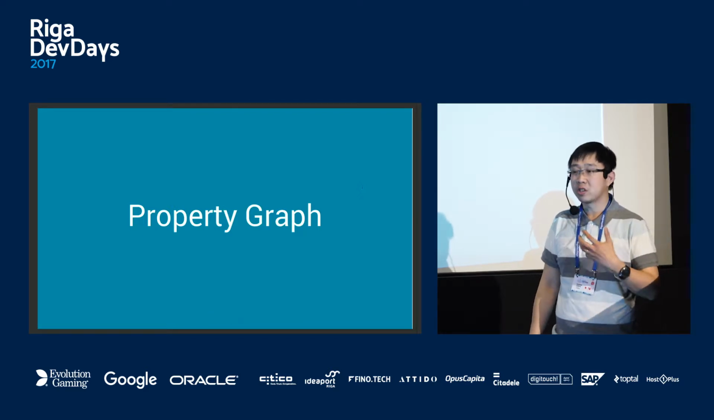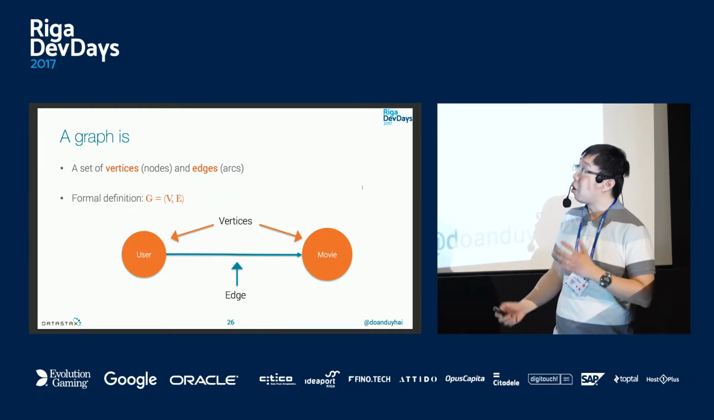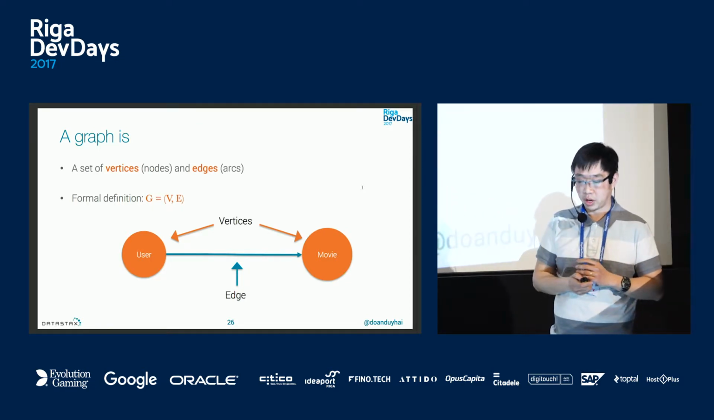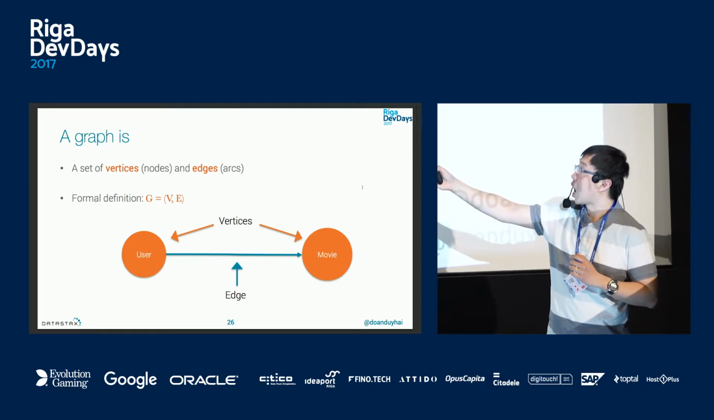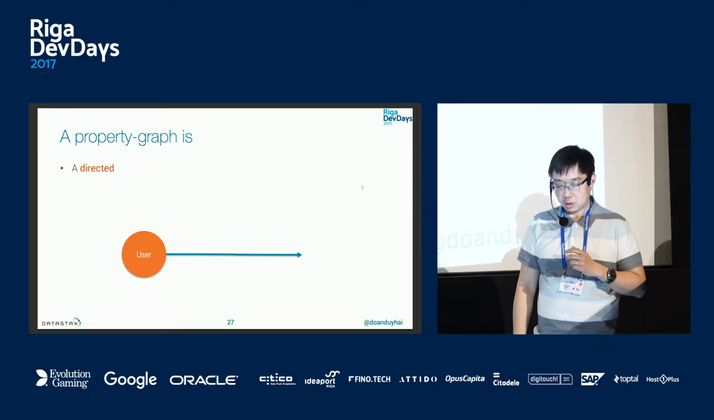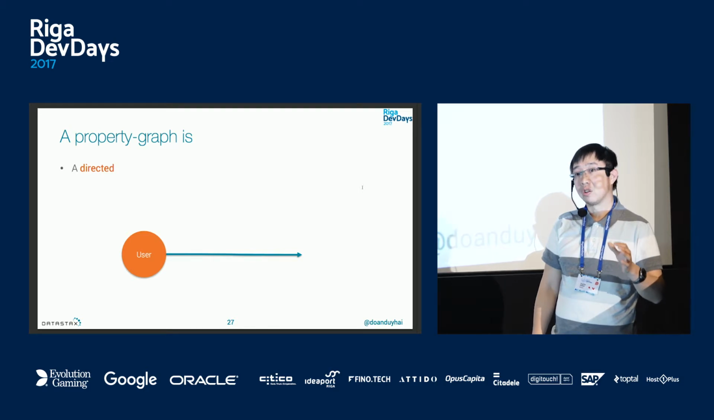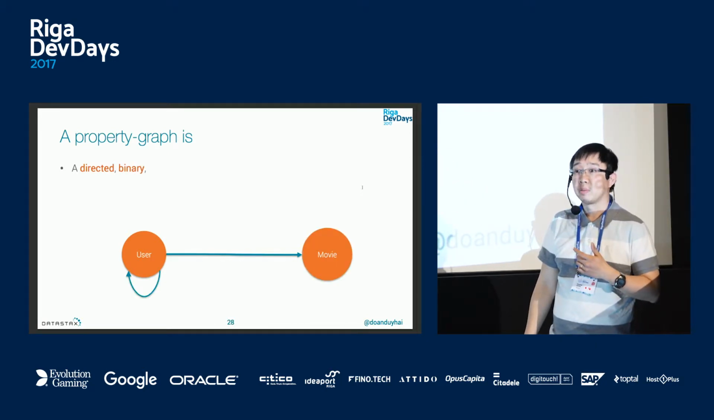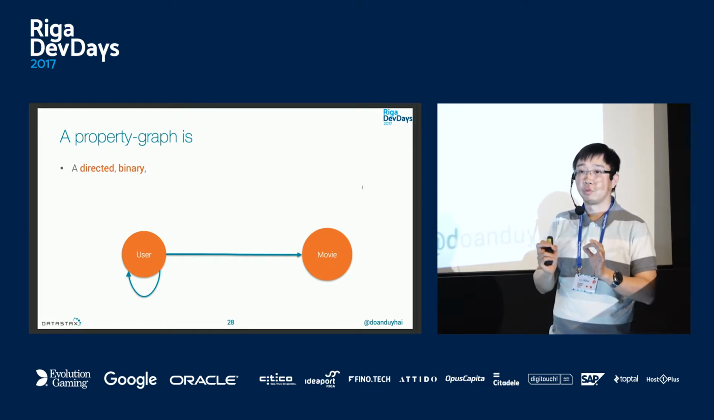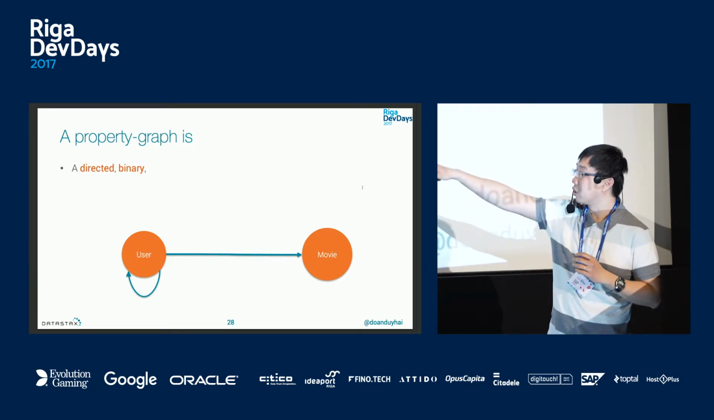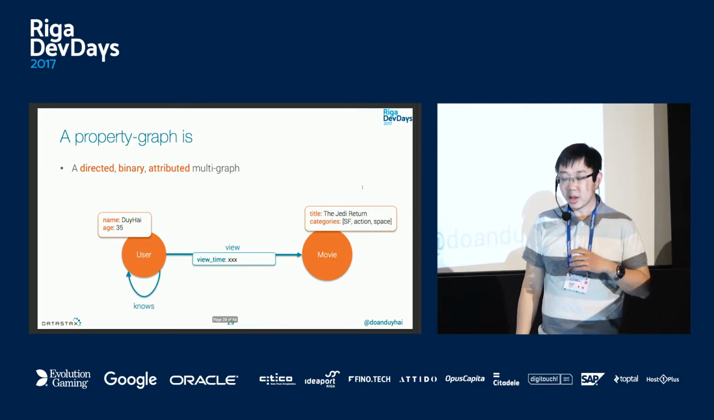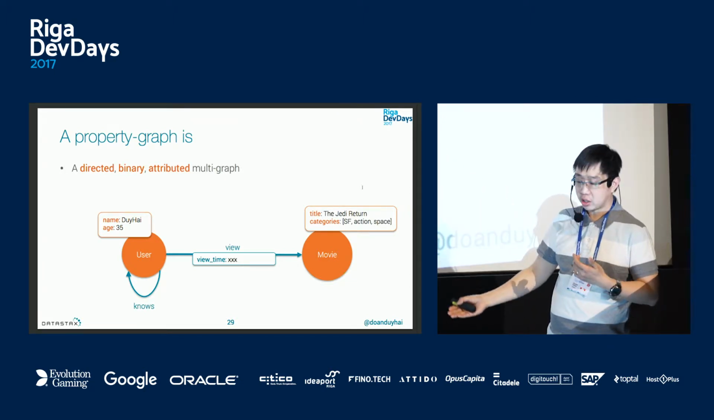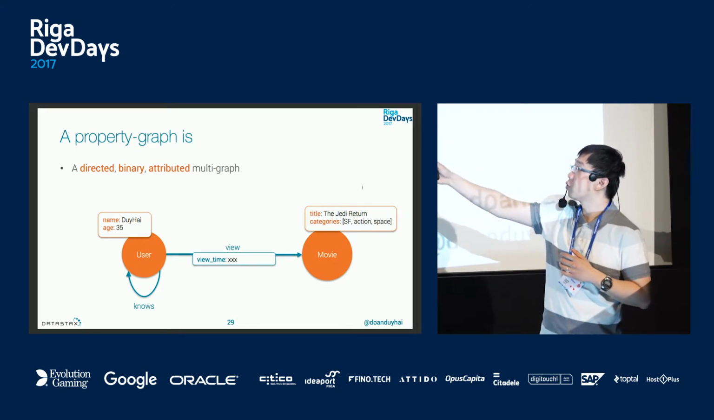So what is a property graph? What is the definition of a property graph? This is the formal definition. A property graph is a set of vertices and edges. A vertex can be a node, and an edge is an arc connecting two nodes together. A property graph is directed because one vertex is connected to another vertex by a directed edge. You have a direction. This connection is binary because you can only connect two vertices together, not three, not four, only two. Of course, you can connect a vertex to itself. It's allowed. Each vertex has some attributes. On the user vertex, you have name, age, and also each edge can have attributes. The view edge has a view time attribute.